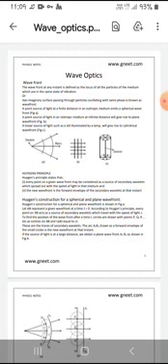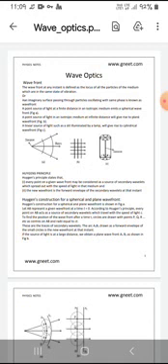Wavefront. The wavefront at any instant is defined as the locus of all the particles of the medium which are in the same state of vibration, or an imaginary surface passing through particles oscillating with the same phase is known as a wavefront. So what is the meaning? An imaginary surface passing through particles oscillating with the same phase is called a wavefront.